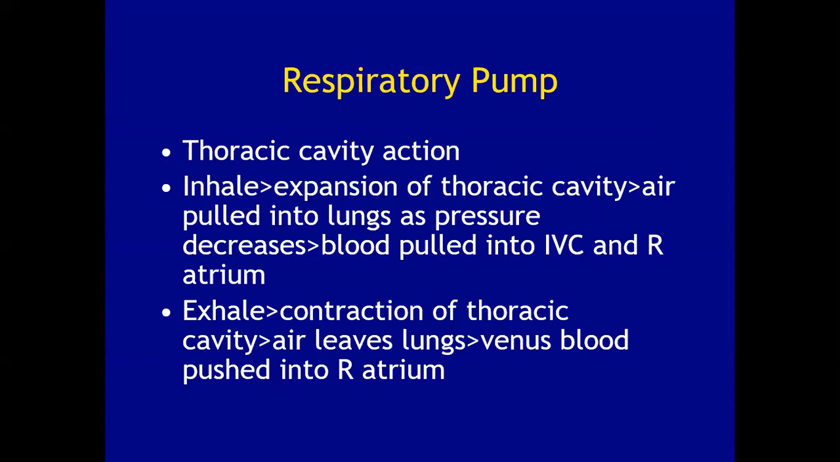So the respiratory pump plus the skeletal muscle movement really help force blood along, and that's why they're going to get us up. That's why we do breathing treatments. That's why they get us up in the hospital and things like that. Make sure we got good blood flow.